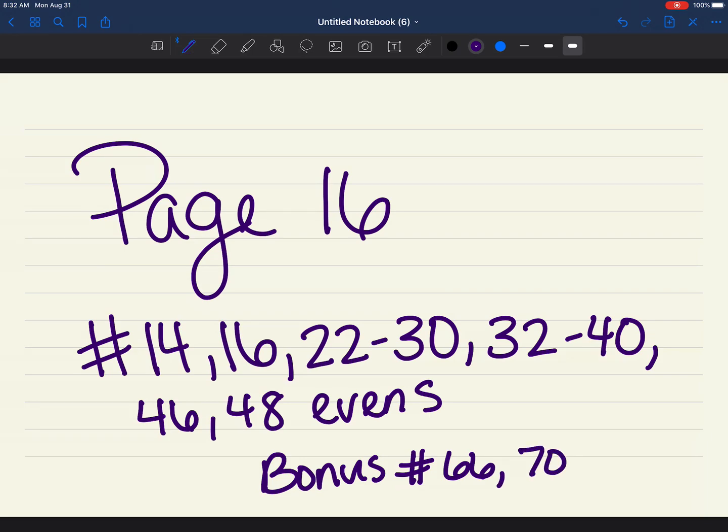Remember, you should attempt the bonus because if you miss them, it doesn't count against you, right? But if you get them right, that's 2 extra points.